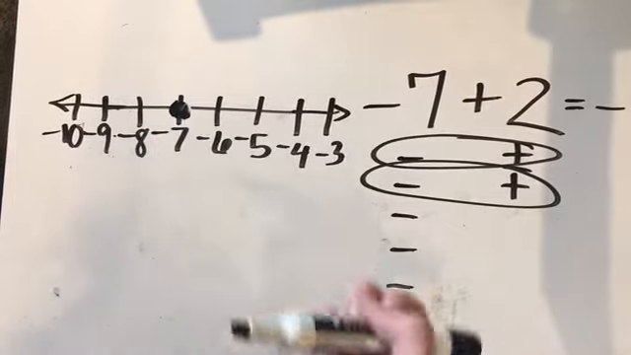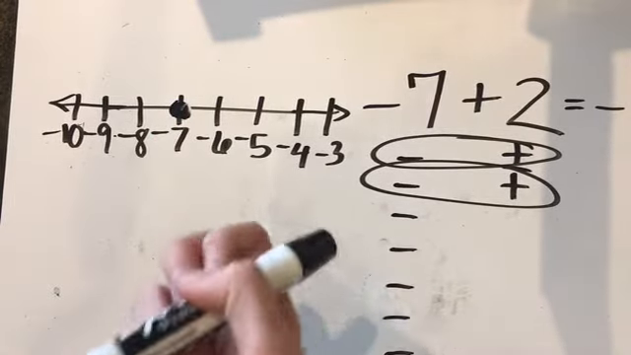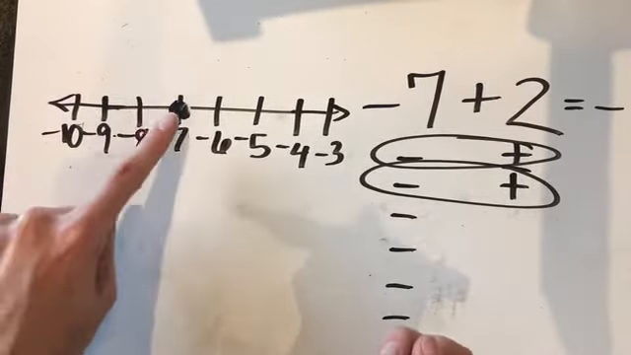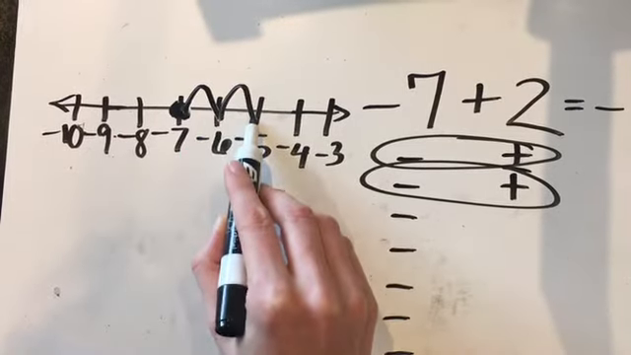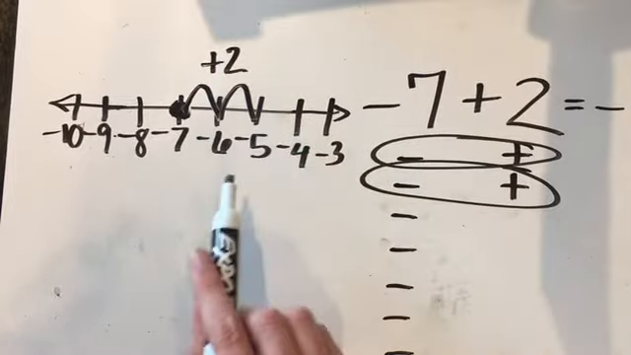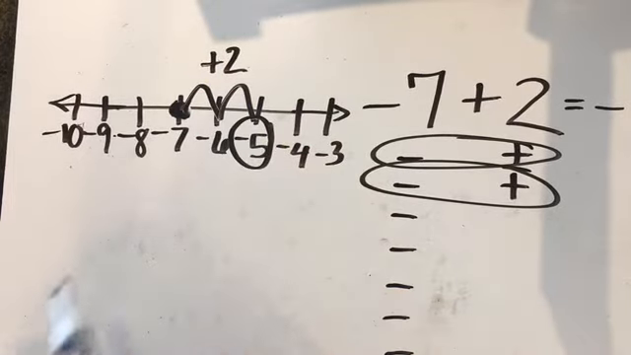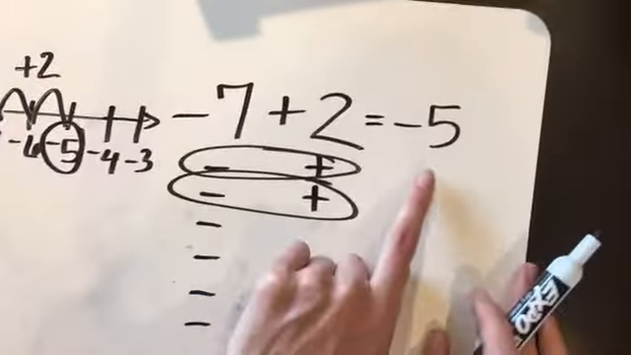And we are going to add 2. Now, if we are adding 2, a +2, would that be going to the left or would that be going to the right? Well, if it's positive, it would be going to the right. So +2 would get us to -5, which is what we got here.